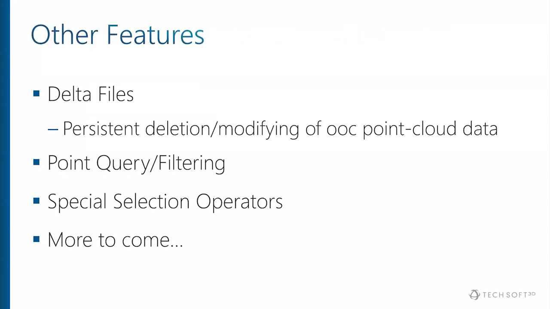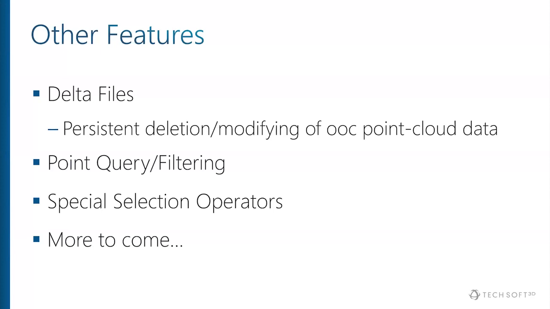So if you have an existing big point cloud and you want to delete parts out of it or make other modifications, I think it's mostly going to be deletion, you can do that by generating a delta file with that change, which is then essentially put on top of the existing point cloud. So you're not really changing the existing data, you're just adding additional information to it that makes it possible to then, again, without having to regenerate everything, make modifications to the existing point cloud. So that functionality is there.